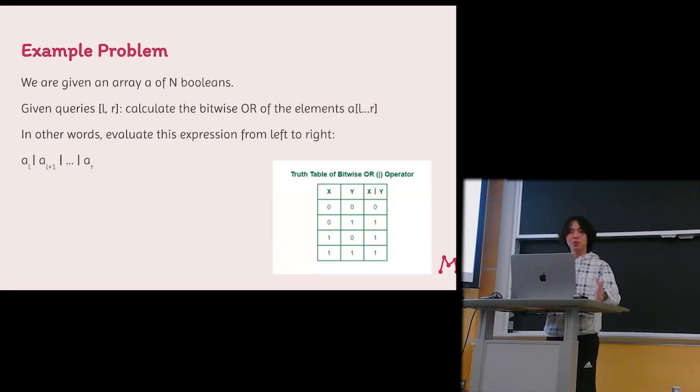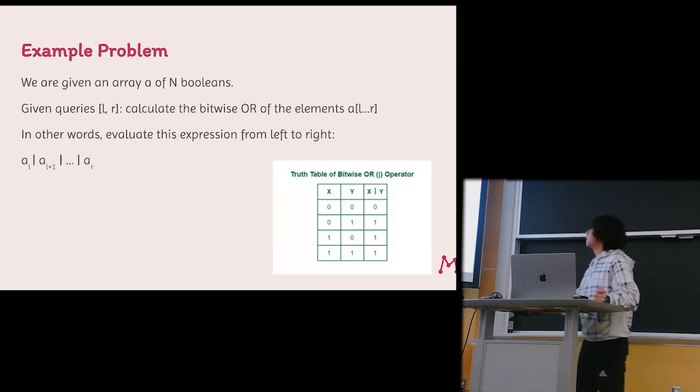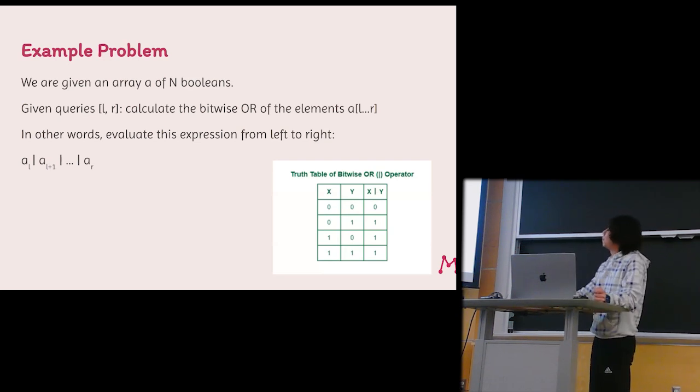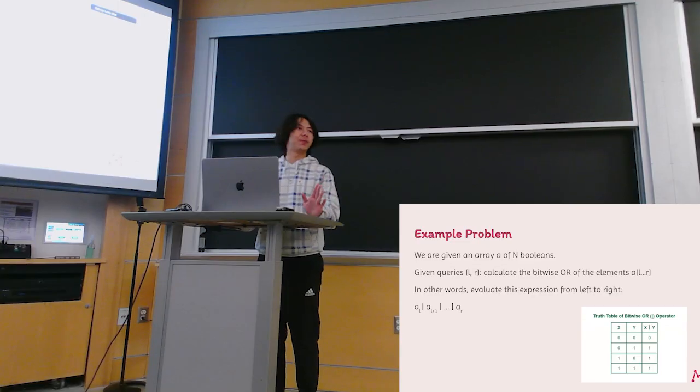So in our new problem, we're given an array of n bits, which are either 0 or 1. And instead of the range sum, we want to find the range OR operation. Here we have the truth table for bitwise OR. I guess, is everybody here somewhat comfortable with Boolean operations like OR? Cool.